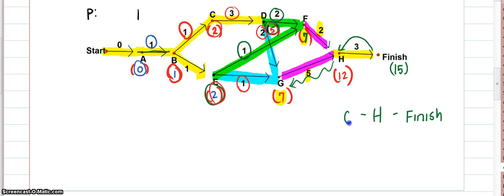So the job before that was G. Now from G, I was either at D beforehand or E beforehand. So do the math. 7 minus 1 is not 2, but 7 minus 2 is 5. So that means that I must have been at D just previous to this job. And now there's no choice. We can only go from D to C. And from C, we can only go to B. And then from B to A.